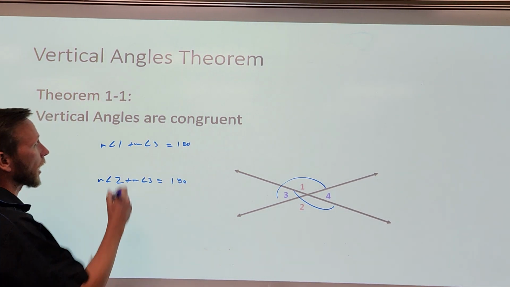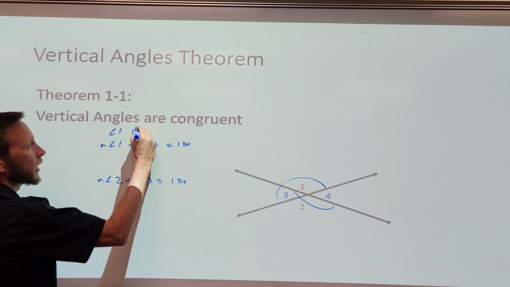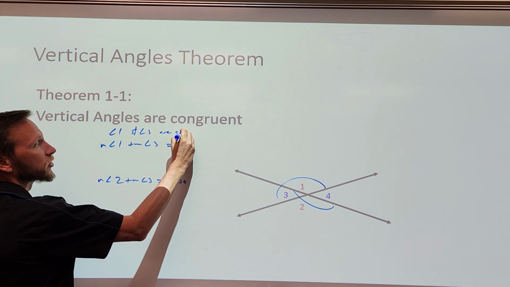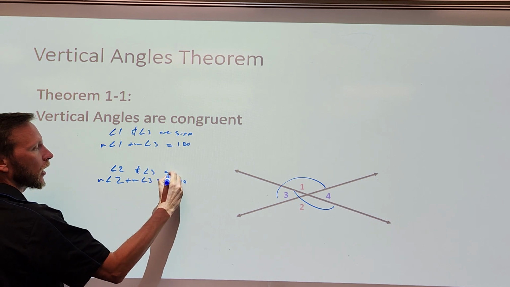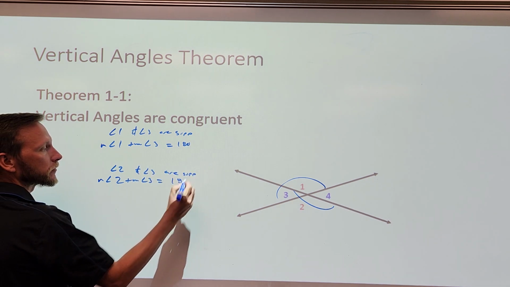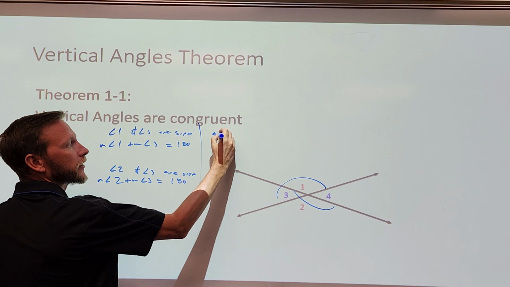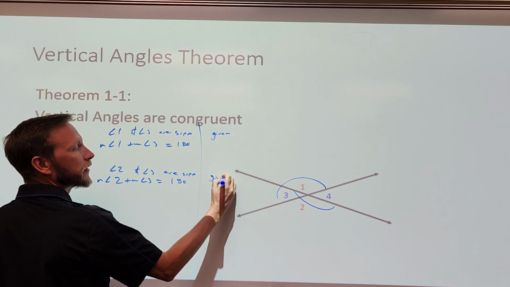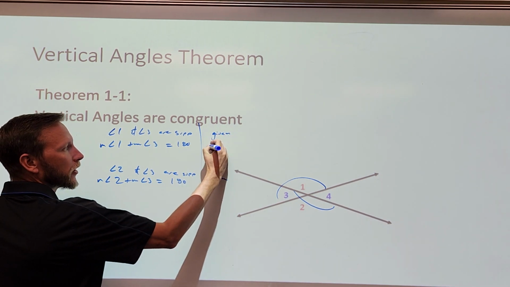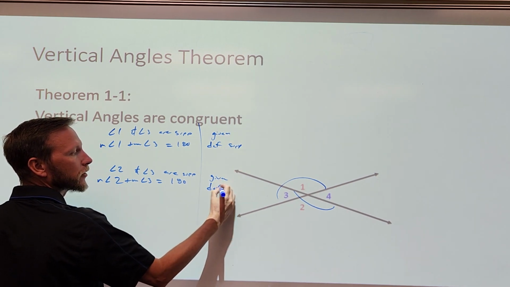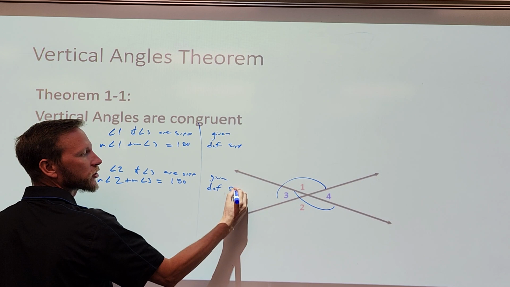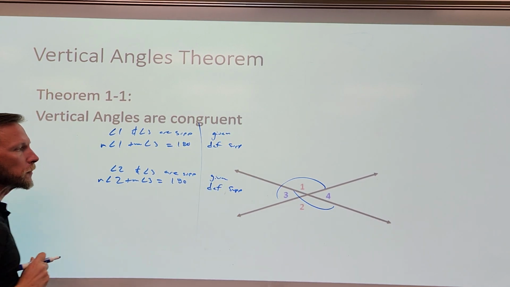You could even in your logical thinking say that angle 1 and angle 3 are supplementary. Angle 2 and angle 3 are supplementary. All right, this is given in the diagram. This is given in the diagram. This is by the definition of supplementary. We know what supplementary means. So by the definition of supplementary, we know that this is true.